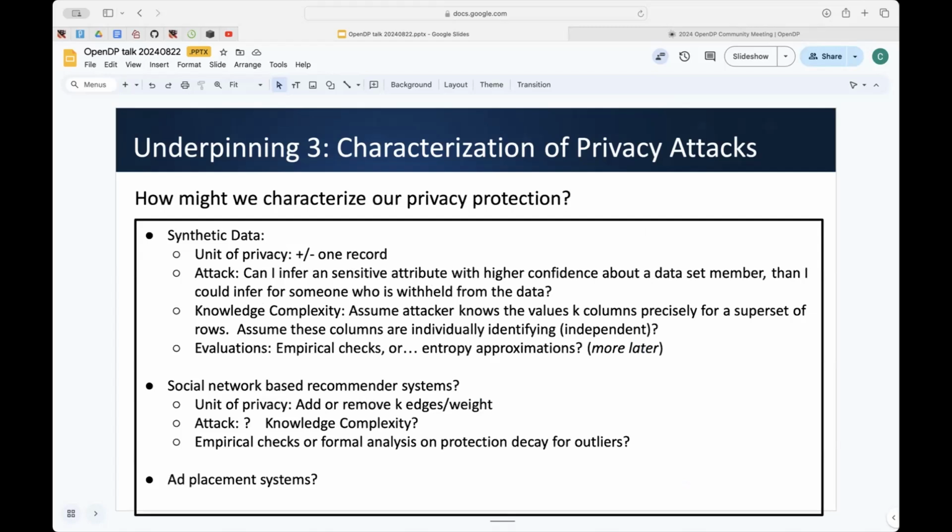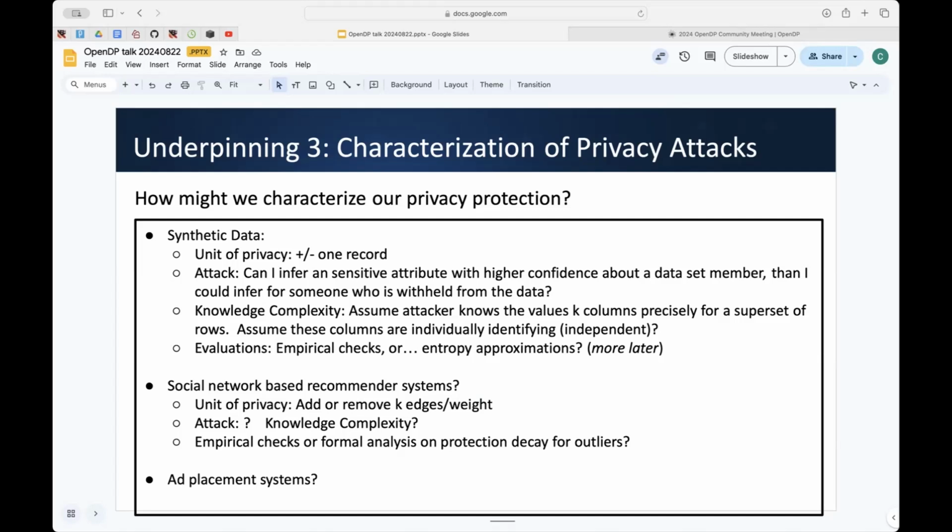So in synthetic data, if I looked at the characterization of privacy protection, that's unit privacy, we generally add and remove one whole record because we've got some reasonable number of columns. Attack: I want to know if I can infer whether you were infected, or whether you were disgruntled with your employer, with higher confidence if you participated in the data than if you didn't. That means I've learned something about an individual person from the data. That's one type of attack. There's membership inference, reconstruction, and so on.